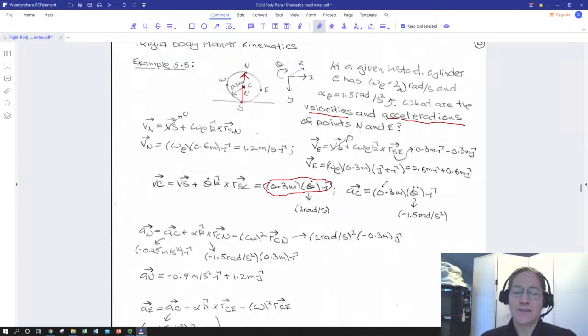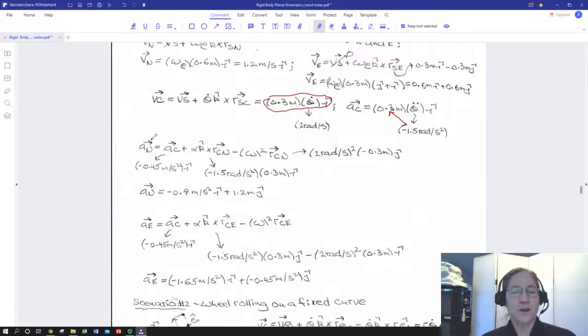So we know that the acceleration of the center point is just the second time derivative. So we can take the time derivative of the velocity, which we just did. So that's just going to be 0.3 meters times alpha, or omega double dot, the second time derivative, angular acceleration, which we know is negative 1.5 radians per second squared. So we end up getting negative 0.45 when you multiply these two. Okay.